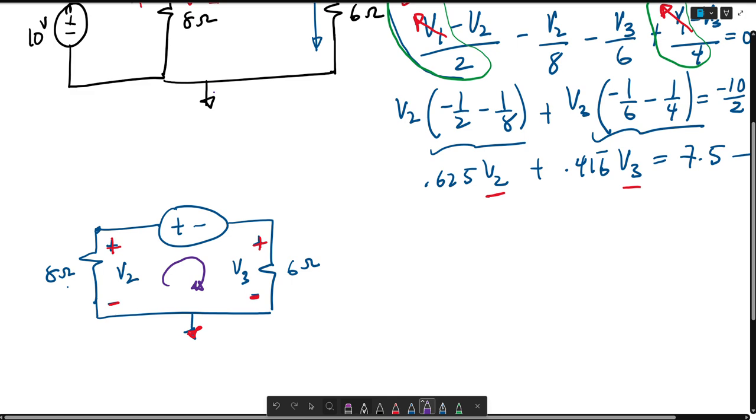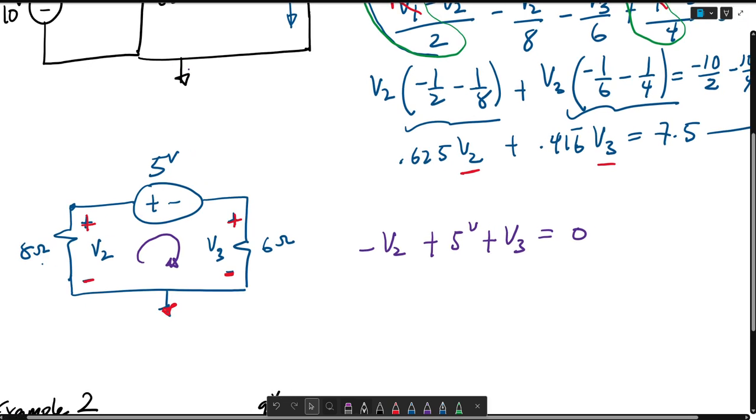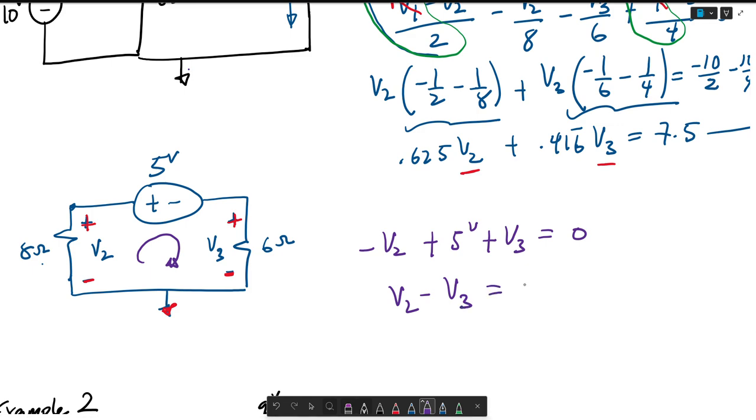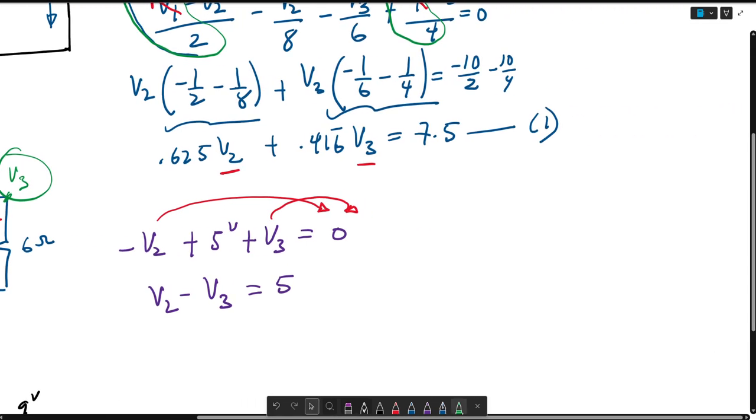So around this loop, this is minus V2 plus 5 volts plus V3 is equal to 0. You can see then that this is going to give me V2 minus V3 is equal to 5 volts. I basically moved these to the right-hand side. Also, you can see by inspection that V2 is at a higher potential than V3, so V2 minus V3 needs to equal 5 volts. As a result, now we have our second equation.